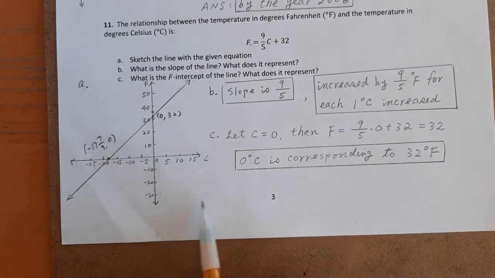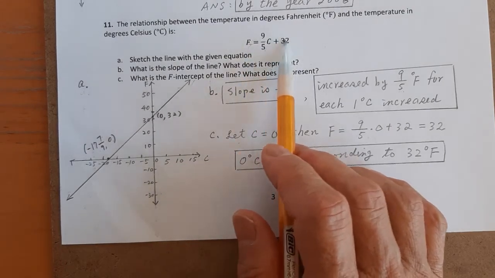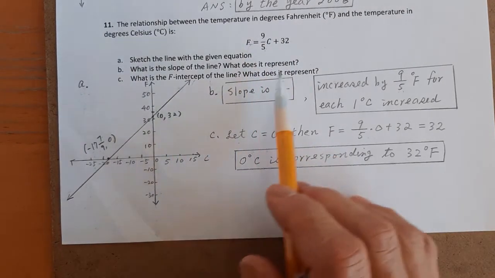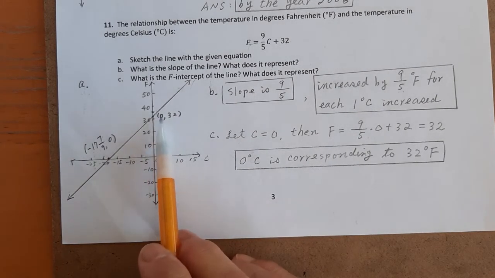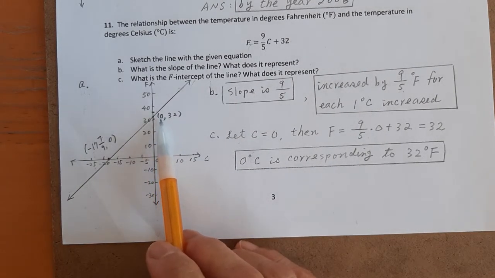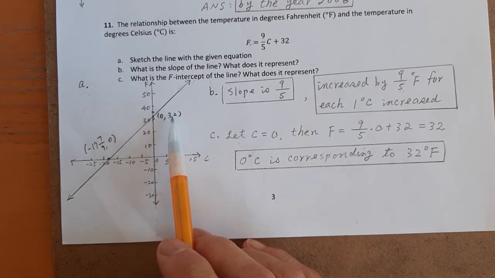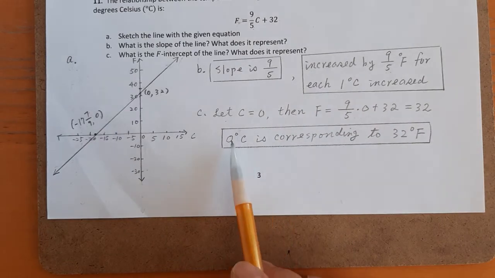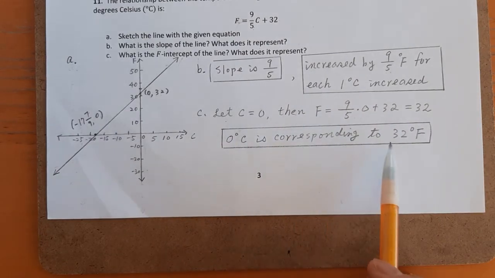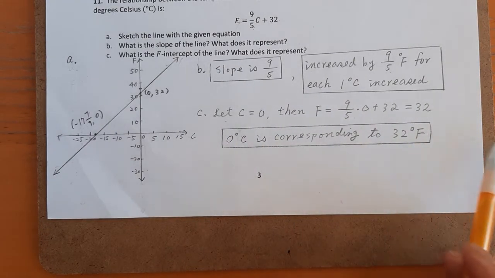Then what is the F intercept of the line? F intercept is when C equals 0. Solve for F. F is 32. What does it represent? So it is this point. Means the Celsius degree is 0, corresponding to the Fahrenheit of 32 degrees. So 0 degrees C corresponds to 32 degrees F.